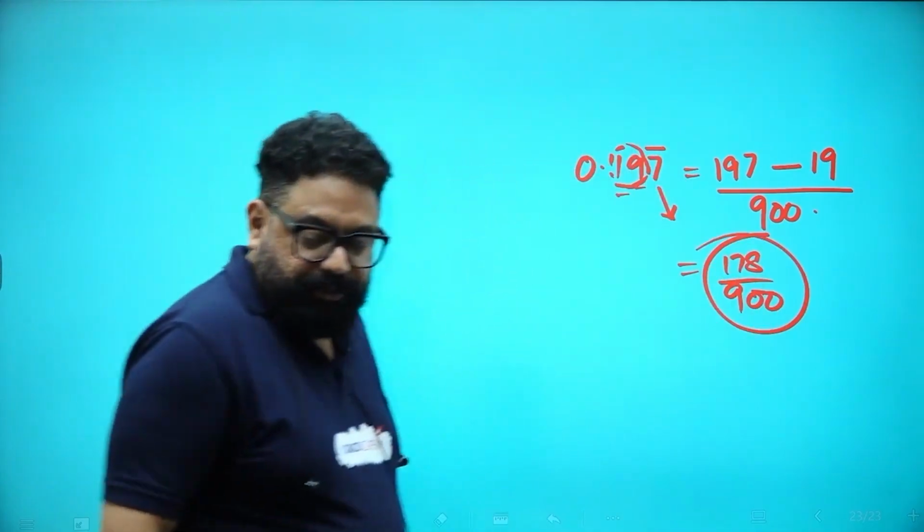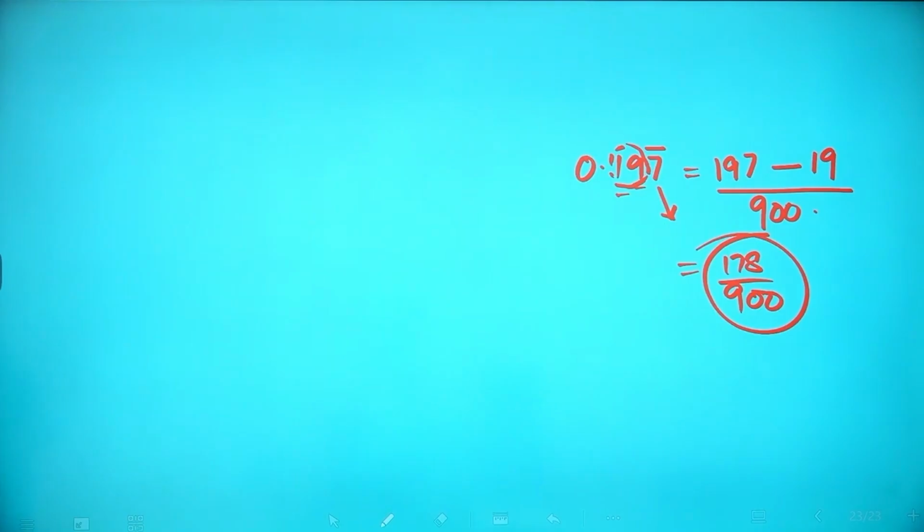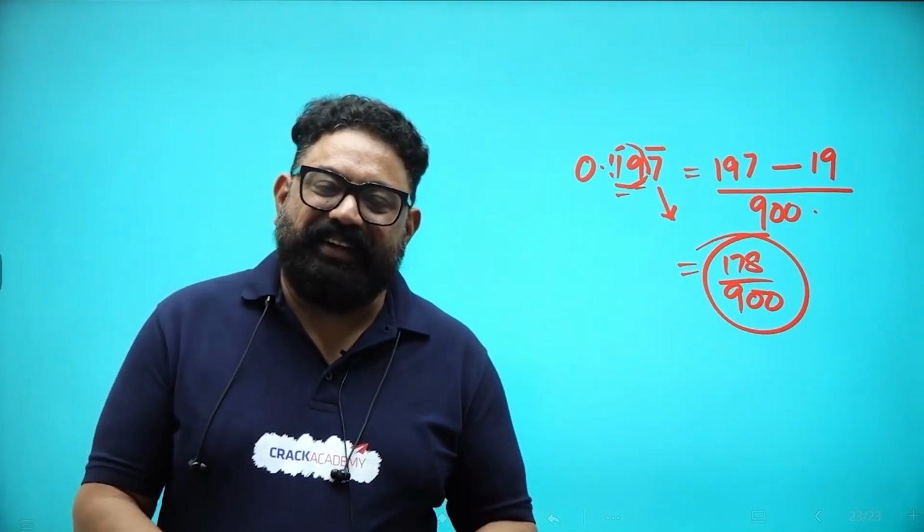If you check on your calculator, let me check on my calculator as well, just for your confirmation. 178 divided by 900. Yes, I'm getting it right. I'm getting the same thing.